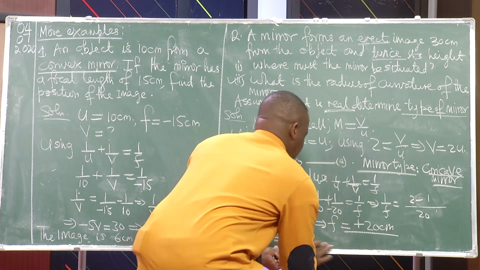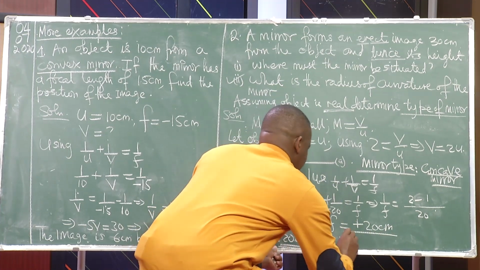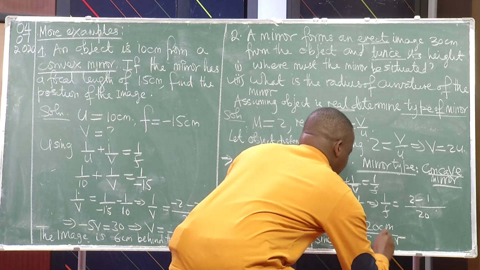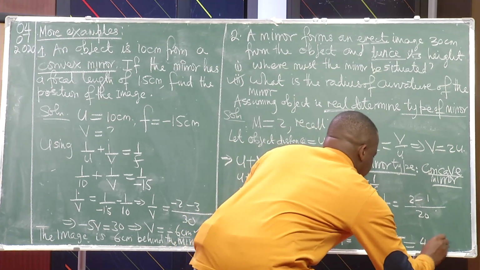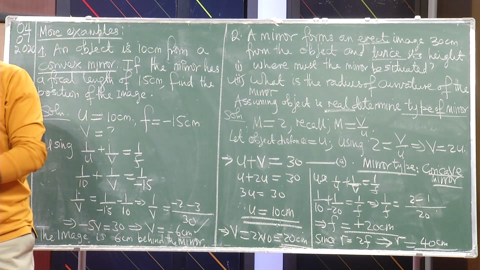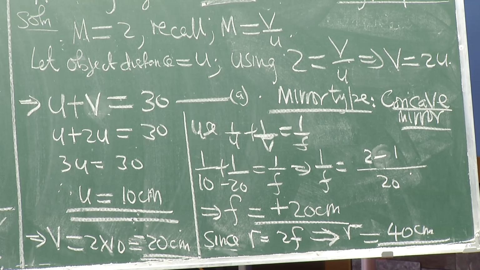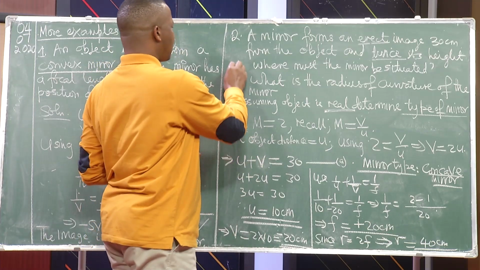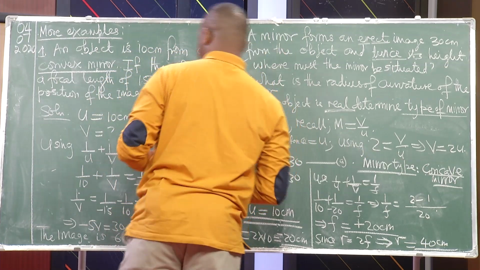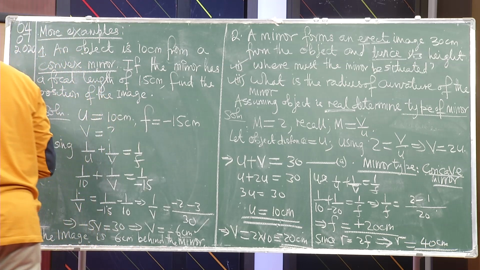centimeters by calculation. And since the radius is always twice the focal length, the radius of curvature is going to be 40 centimeters from the pole of the mirror. Where must the mirror be situated? We can say the mirror must be situated 40 centimeters from the center of curvature. And we have said the type of the mirror is concave.